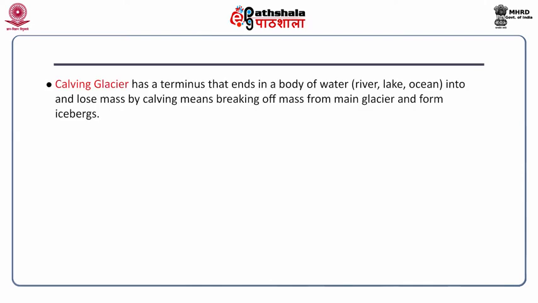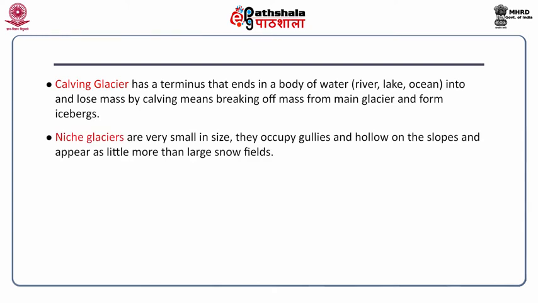Now then, calving glacier. A calving glacier has a terminus that ends in a body of water, and that body of water may be a river, a lake, or an ocean, and it loses mass by calving, meaning breaking off mass from the main glacier and forming icebergs. So in calving glaciers, icebergs are formed. Then niche glaciers. Niche glaciers are very small in size. They occupy gullies and hollows on the slopes and appear as little more than large snow fields.